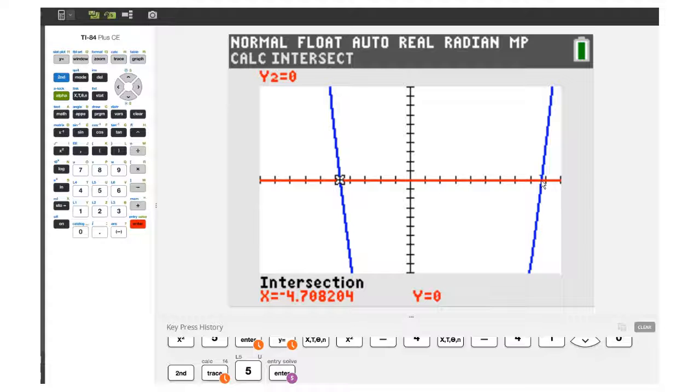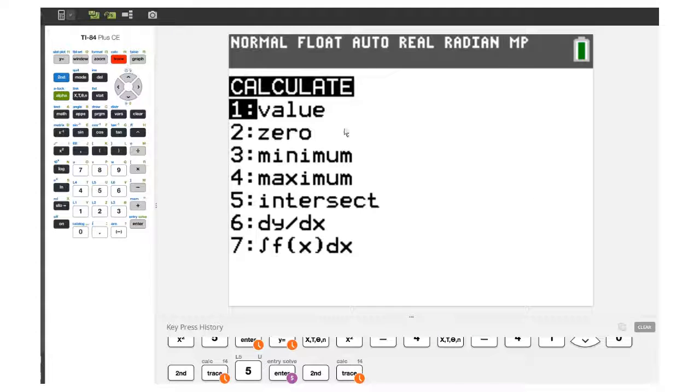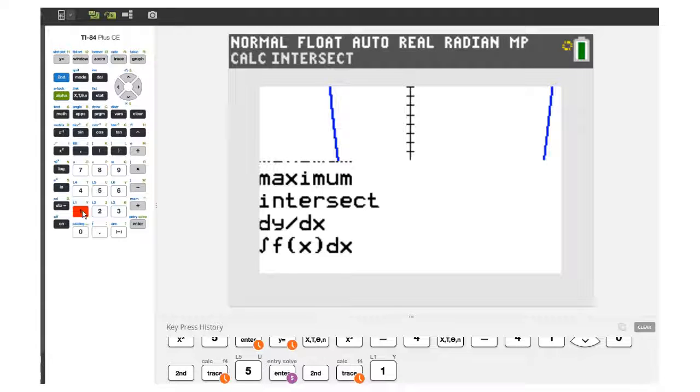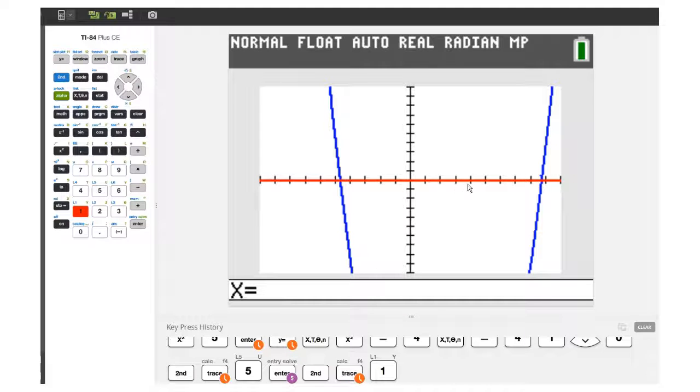So to get to the second value, I'm going to get closer to that value by asking the calculator to move the pointer to one of the closer x values. So I'm going to do the second button, the trace button, and I'm going to go to value, which is number 1, and I'm going to ask the calculator to go to a closer x value, and I'm going to choose 7, and then hit enter.